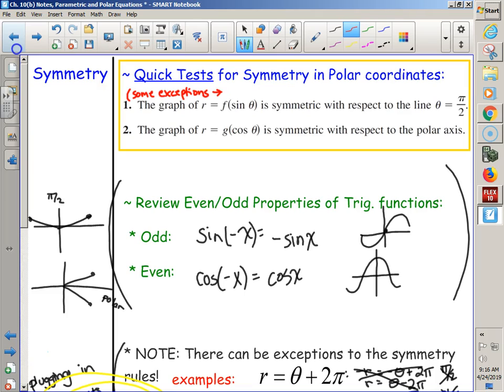And the exceptions come with roses and lemniscates. Lemniscates are the weird r squared ones, and roses are the n theta ones. So that was good, Johan. That was a good question. There are some exceptions, which makes it a really good, really fast test, but there are some exceptions that can trip you up if you don't know what the shape of the graph looks like.